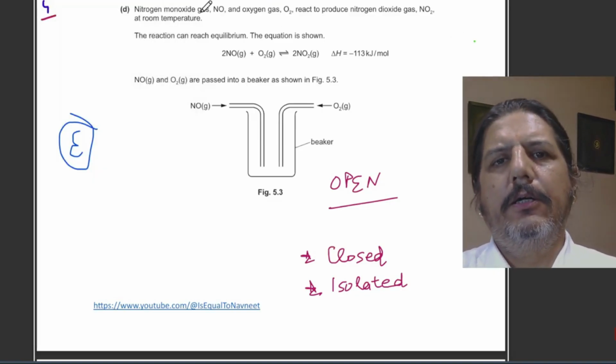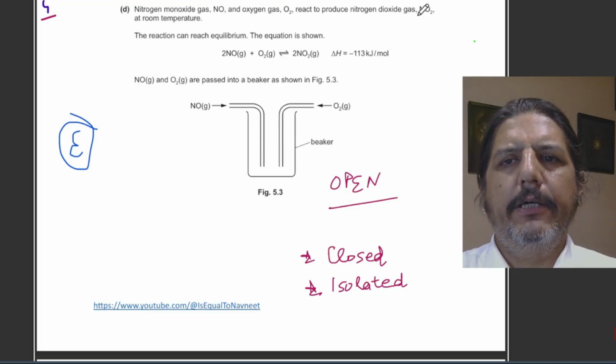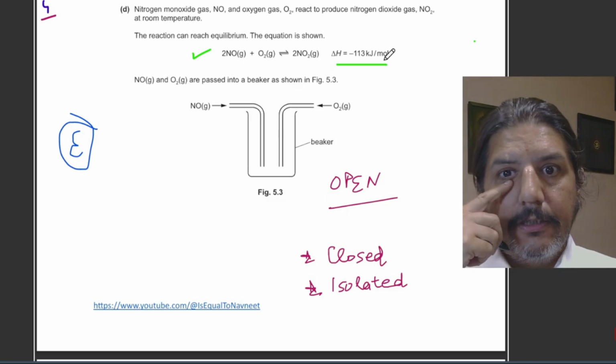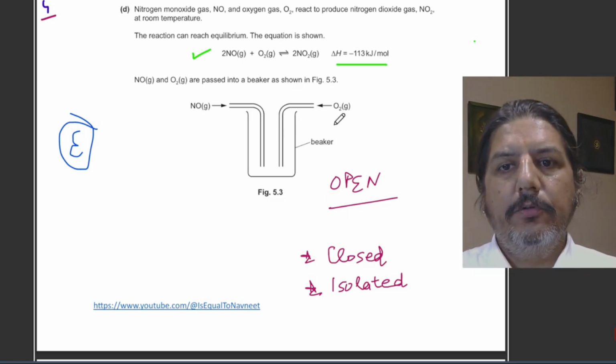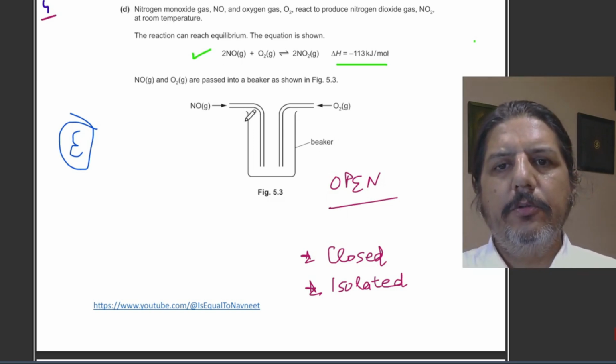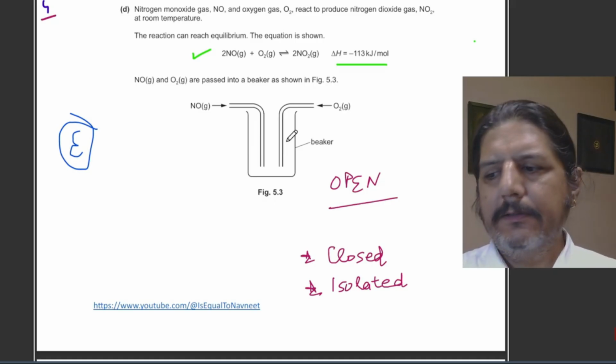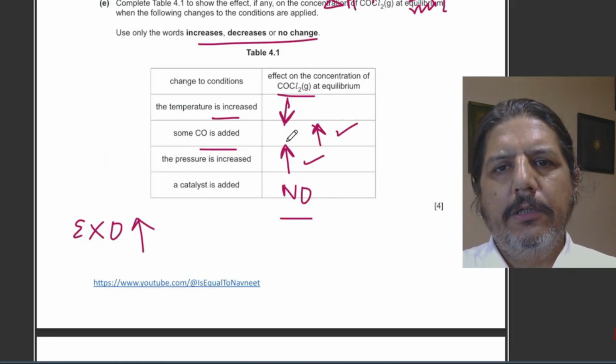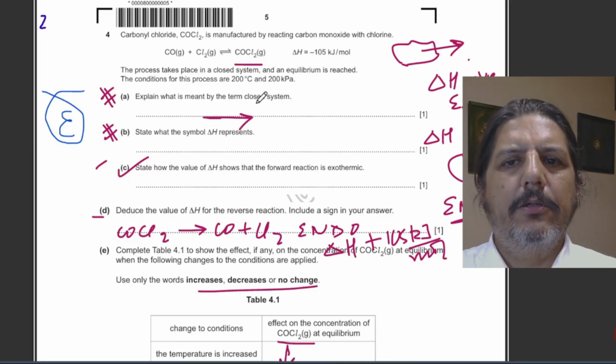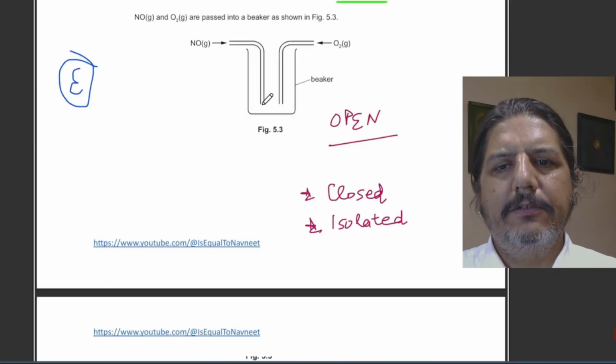So next question: nitrogen monoxide and O2 react to form nitrogen dioxide at room temperature, and the reaction can reach equilibrium. Delta H is negative, so it's an exothermic reaction. It is passed into a beaker. This is a beaker. Now, as you can see, this is an excellent question to understand what we were discussing in the last question. In the last question, we were discussing the closed system, open system, and the definitions, etc.